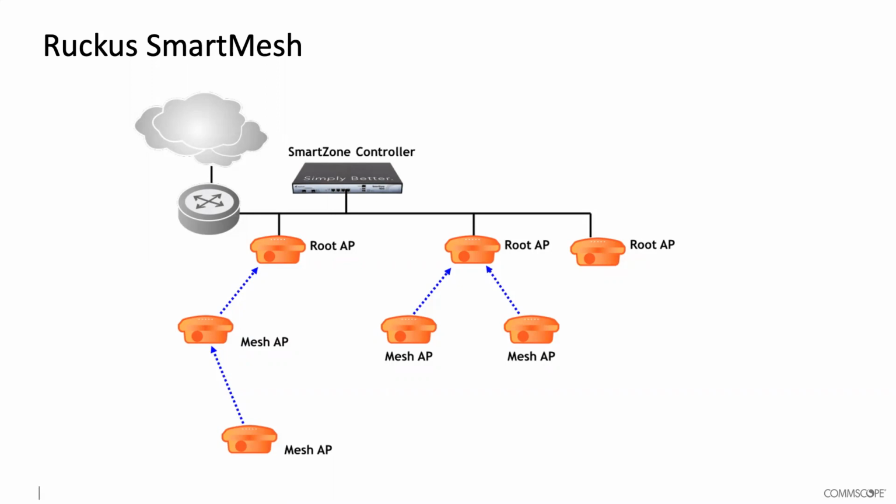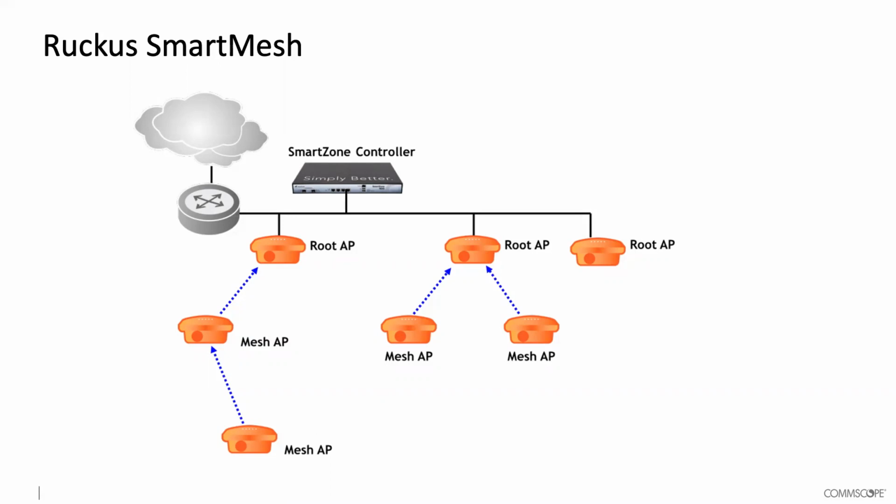And this provides a few different benefits. The main thing with mesh, stated in the most simple way, is how do you get connectivity to the AP if you can't run a cable to it? So we can use the wireless radio to communicate between APs. In this diagram, at the top, you have the controller and a router that connects to the internet. And then that first row of APs is what we call the root AP.